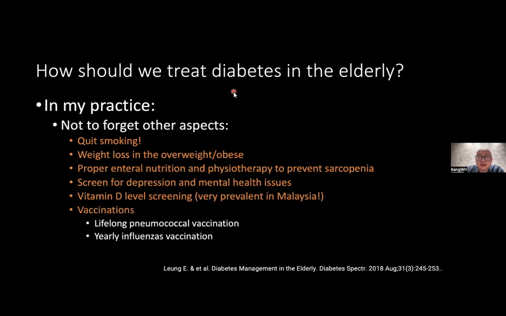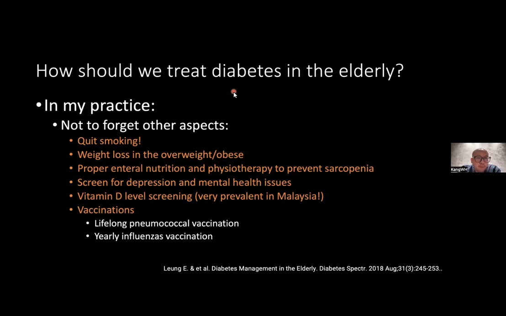Again, smoking. Sometimes you often forget this. Just treat sugar, we forget that they smoke as well. The overweight and obese, we tell them, uncle, please lose some weight, it will help you. And also, if those who are really thin or sick, they may need proper nutrition and physiotherapy to prevent sarcopenia. And also, always actively screen for depression and mental health issues.